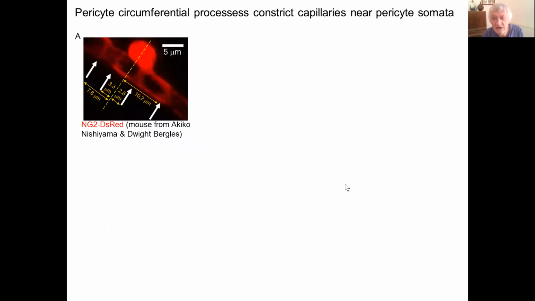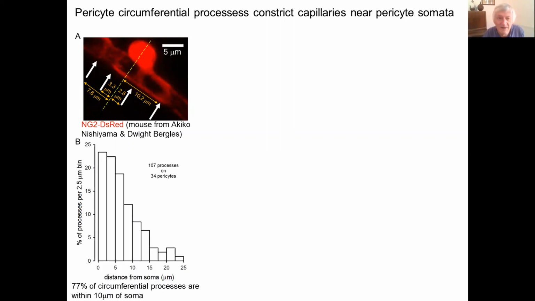Now, why do they do it near the soma? It's near the soma because that's where the capillary puts circumferential processes around the vessel. You can only change the diameter if you've got processes going around the vessel. It's no good if they just go along the vessel. And so I counted the number of circumferential processes as a function of distance from the soma. And it turns out that 80% roughly of the circumferential processes are within 10 microns of the soma.